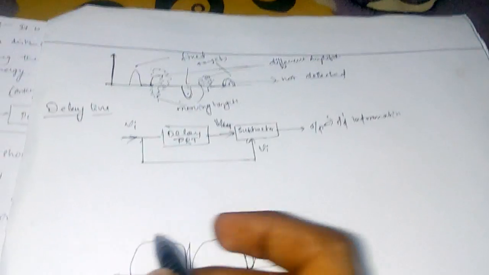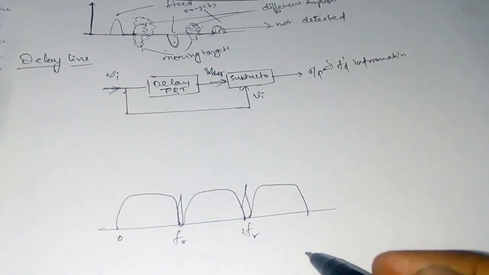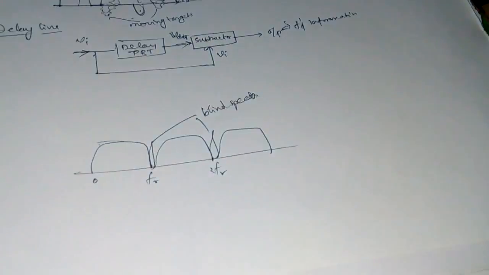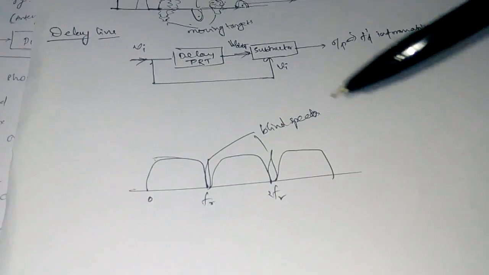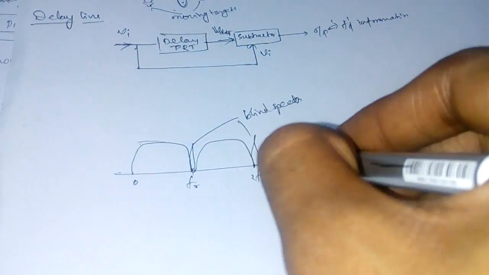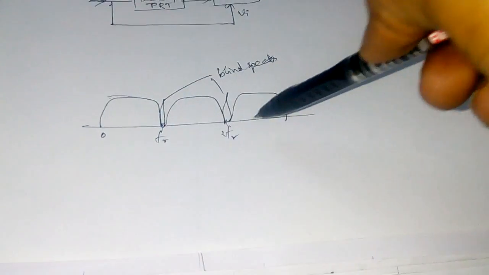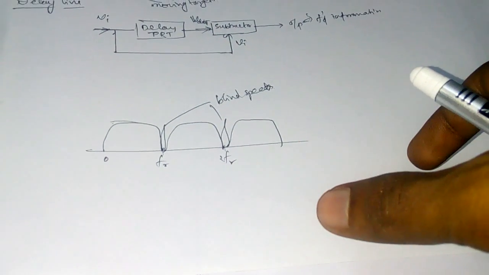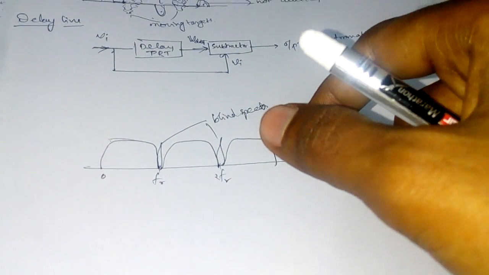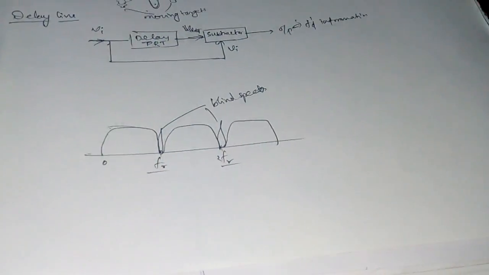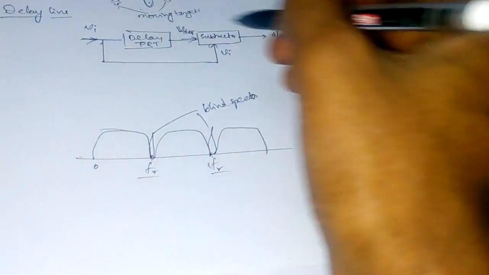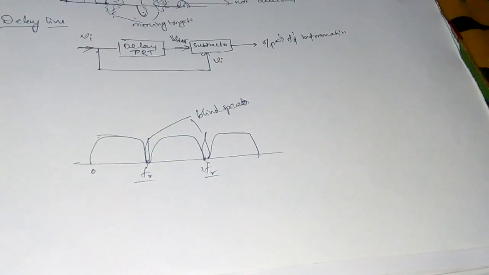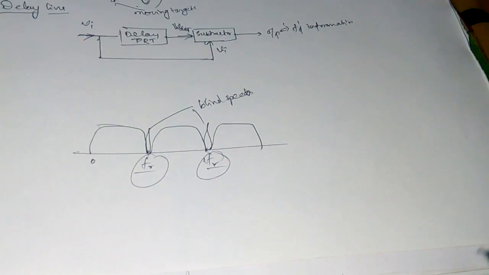The delay line canceller frequency response is given by this. These are the blind speeds. This frequency response of the delay line canceller shows that at frequency 0 and the multiples of FR, the frequency response becomes 0. That means the MTI filters out the echoes of the targets moving with a radial velocity whose Doppler shift is an integral multiple of the PRF, the pulse repetition frequency. So the MTI filter, this delay line canceller, filters out the targets which are moving at a frequency of integral multiples of this pulse repetition frequency.